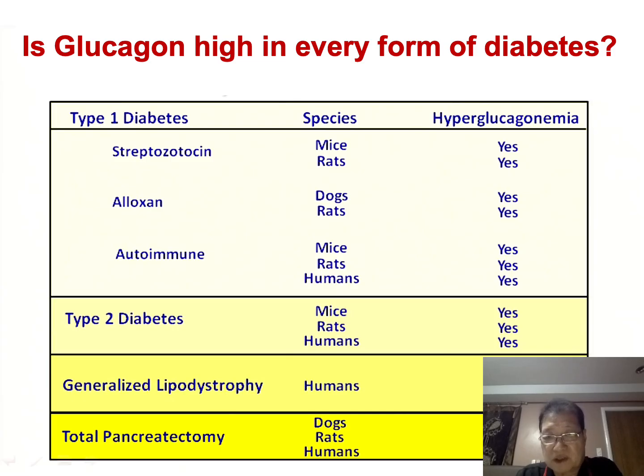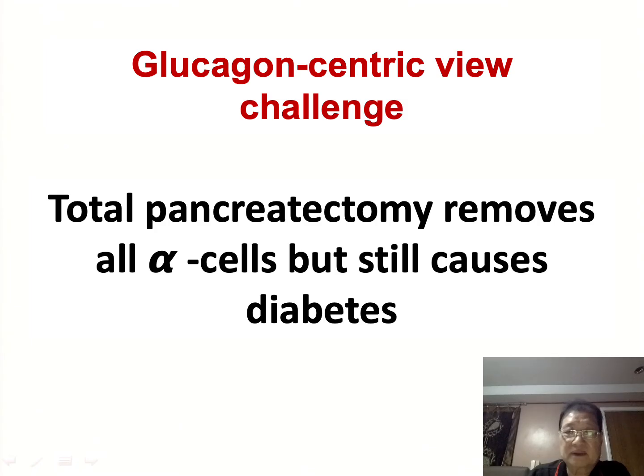The question is, where does the glucagon come from if you totally remove the entire pancreas? And in fact, this is the real challenge of the glucagonocentric view. It's difficult to reconcile, because if you consider that glucagon plays a role in the pathogenesis of diabetes, where is the glucagon coming from?